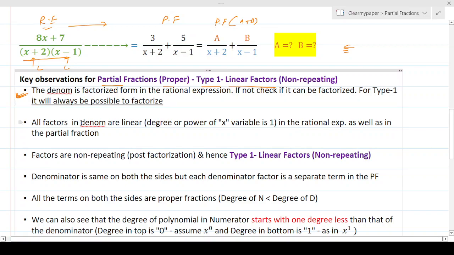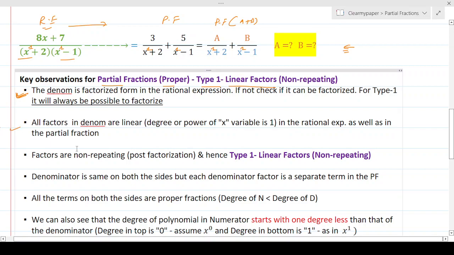The other observation is, all the factors in the denominator, whether it's on the left hand side, on the rational expression side, or on the partial fraction side, are linear. That means the degree or the power of x is 1 over here and over here and over here and over here. That's 1. So we see that also.